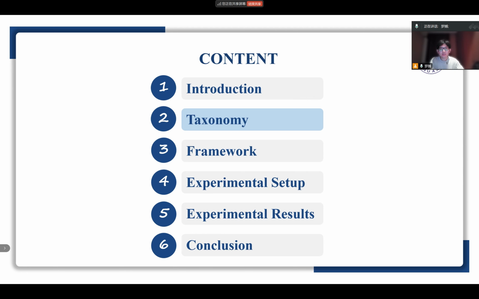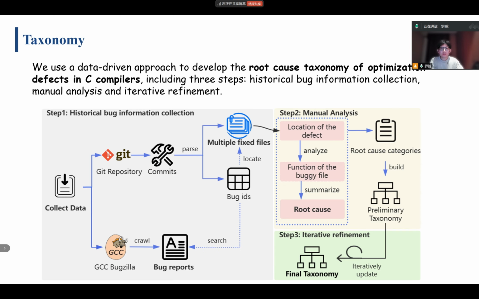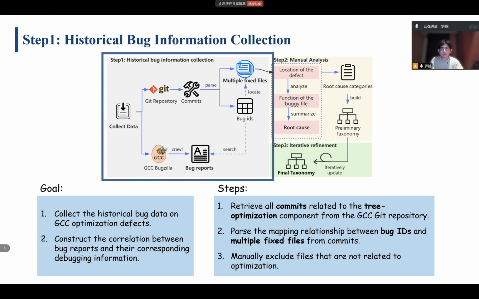Section 2, Taxonomy. We use a data-driven approach to develop the root cause taxonomy of optimization defects in C compilers, including 3 steps: historical bug information collection, manual analysis, and iterative refinement. Step 1, historical bug information collection. The goal is to collect the historical bug data on GCC optimization defects and construct the correlation between bug reports and their corresponding debugging information.